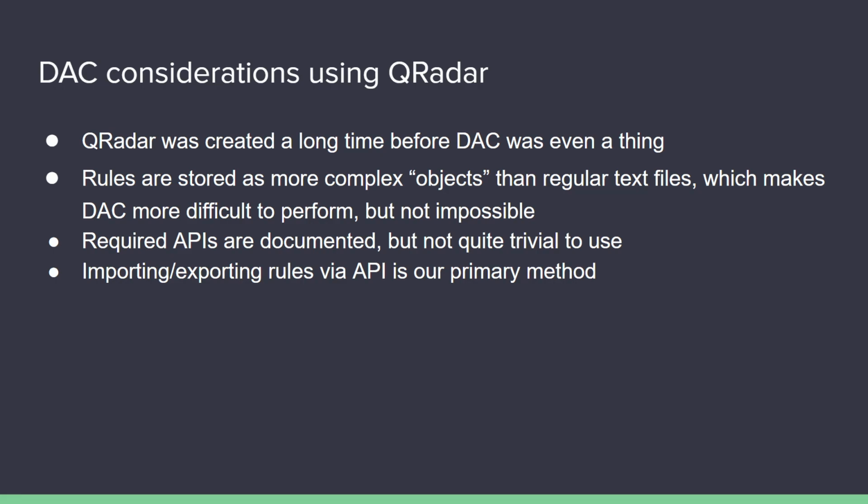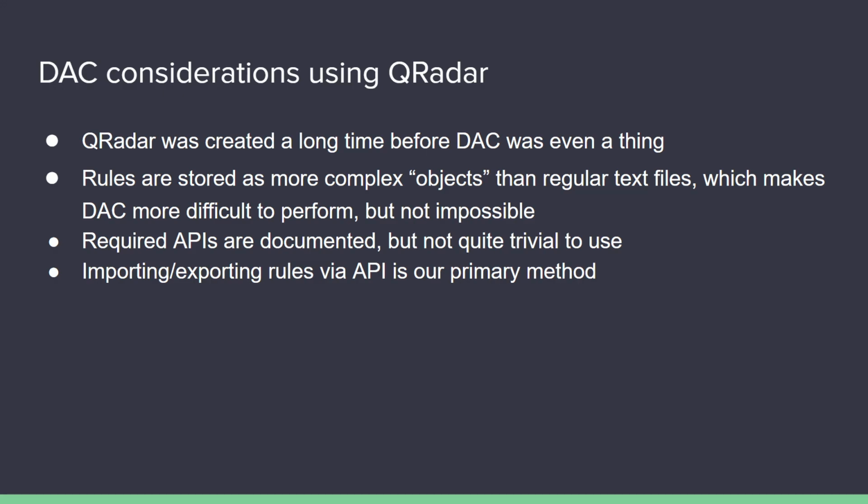And the required APIs that we are going to work with are documented, but not quite trivial to use. I personally had to kind of reverse engineer the code for the use case manager application on QRadar to have a solid understanding of how importing and exporting rules work. And this is what we're going to learn how to do, because importing and exporting rules via API is going to serve as our base upon which the detection as code building blocks are going to be based on.